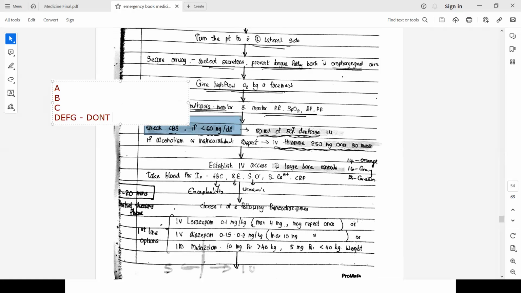This stands for don't ever forget glucose. Remember it like this, because in surgery questions, for the trauma one, you can put this. Don't ever forget glucose. You can quickly do a CBS. So all of you do the ABC, now add the DEFG, which is don't ever forget glucose. Put it into your mind now, so you won't forget it.